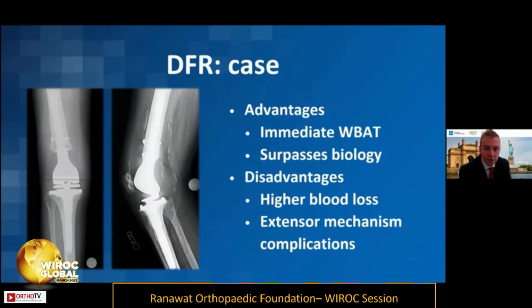The main advantage of this is immediate weight bearing. Like I said, you bypass the biology; there's no need for any healing at all. Some disadvantages, obviously, are a somewhat larger case, potentially higher blood loss, and medical complications. And if you don't have good technique and do it right, there can be extensor mechanism complications, which we'll talk about.